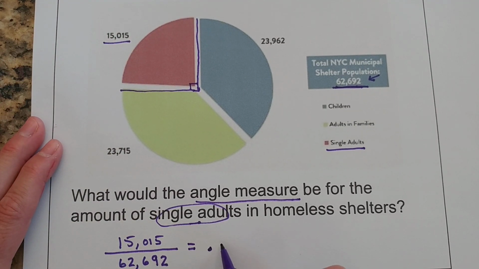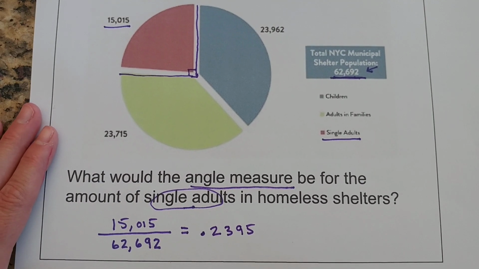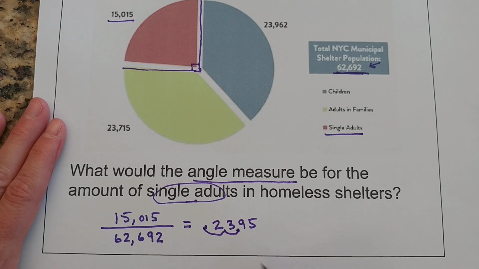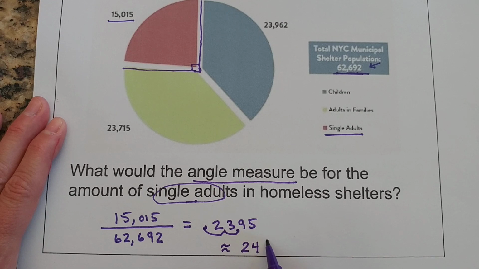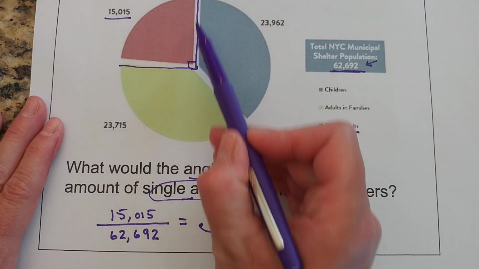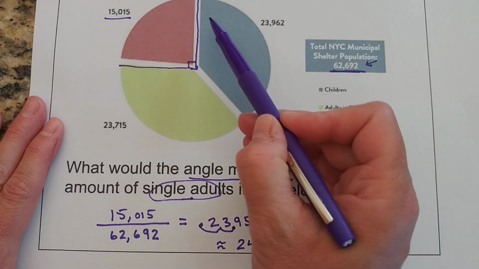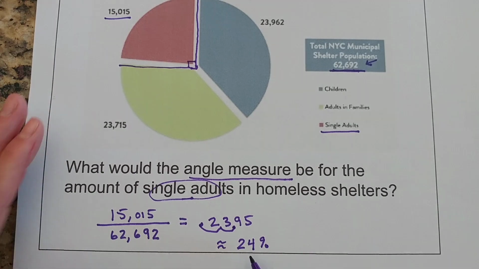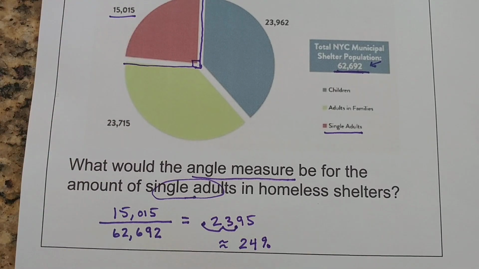My calculator says 0.2395, and then it keeps going. Let's change this into a percent. Move it. I have about 23.95, which really, the 5 is going to bump the 9 up, which will bump this up to approximately 24%. Now, doesn't it make sense that if we're talking about a quarter here of an entire circle, that this part would be 25% of the entire circle? So we're really close here with this 24%, because remember, that's smaller.